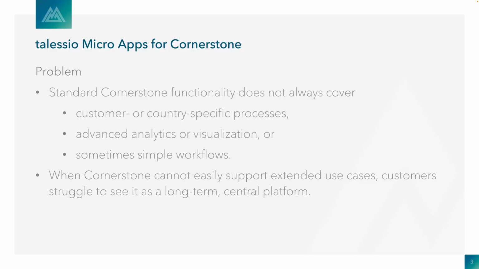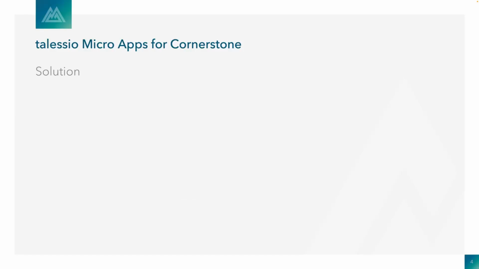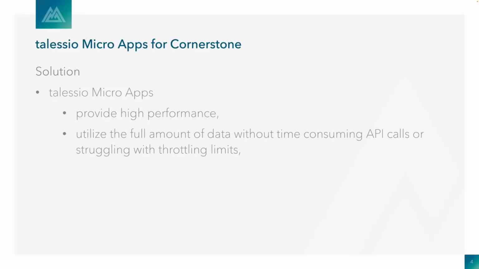And how do we do that with our micro apps? Our micro apps provide high performance. They run server-side, so they are not just added through the Google Tag Manager as a layer above the already existing functionality, which would have limited access to data. Our micro apps do have full access to the data in Cornerstone without time-consuming API calls. We utilize our solution talenttrends, a replicated database for Cornerstone in the backend, which is also available separately in the Cornerstone Marketplace.